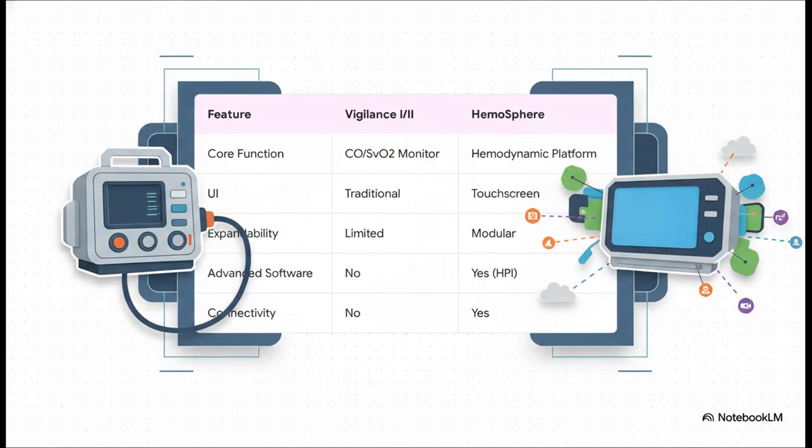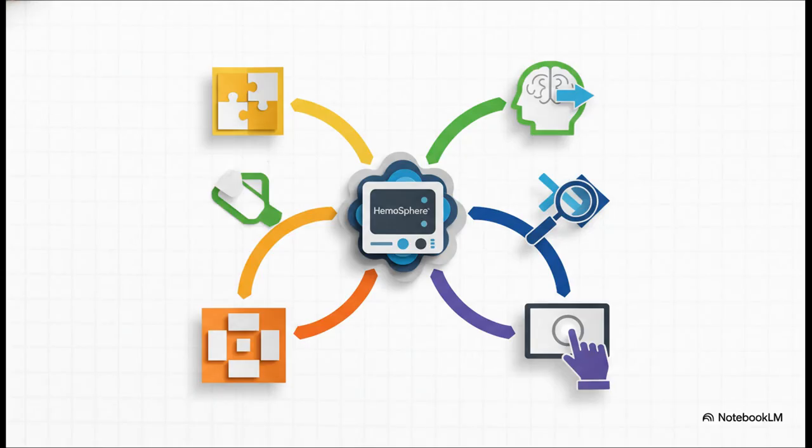Now let's do another quick comparison, this time with the Vigilance monitor that we used with the Swan-Ganz. Again, Vigilance was great at its one specific job, continuous CO and SVO2 monitoring. HemoSphere does that exact same thing, but it does it as just one part of a much bigger, more comprehensive platform. The user interface has jumped from old-school buttons to a modern, intuitive touchscreen. The expandability is night and day thanks to those modular slots. And, of course, HemoSphere brings advanced software like HPI and modern connectivity to the table, things the Vigilance just wasn't built for.